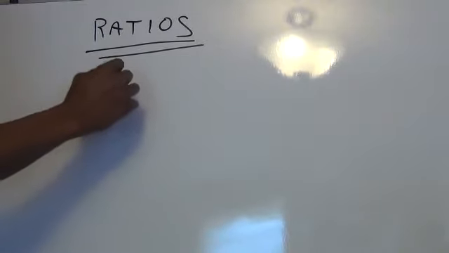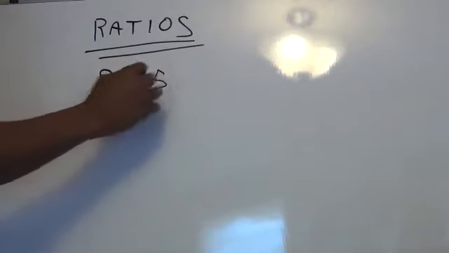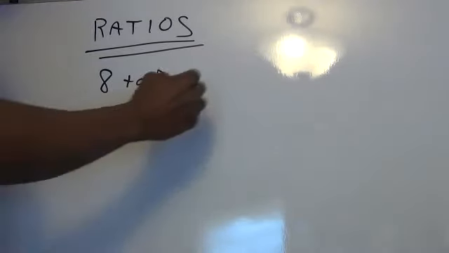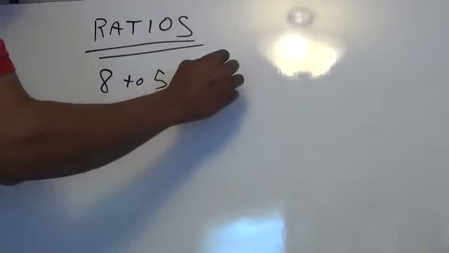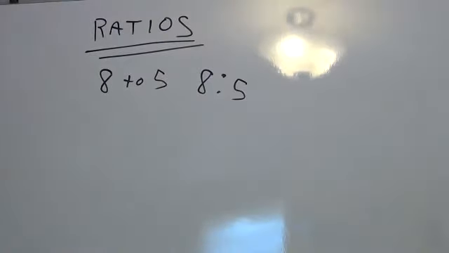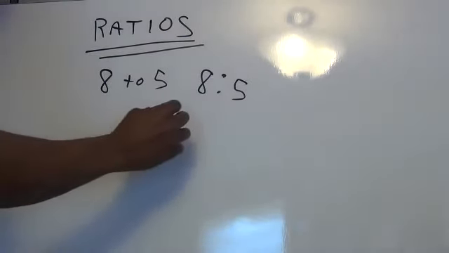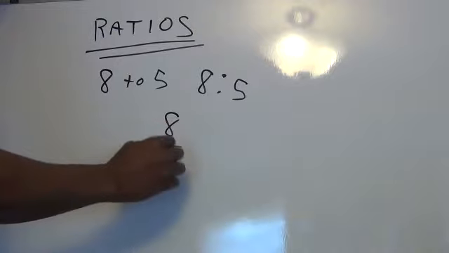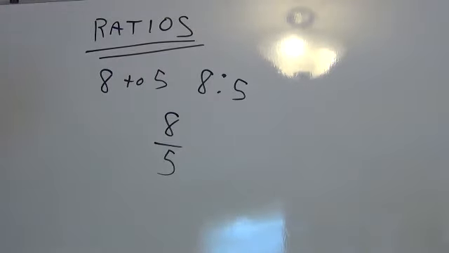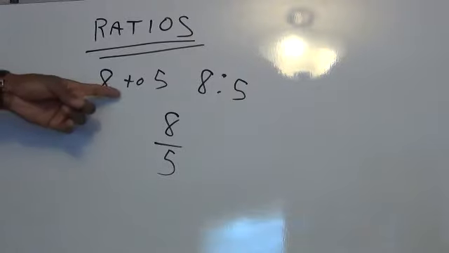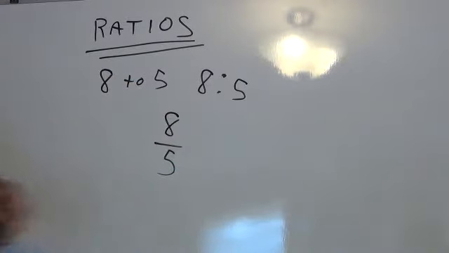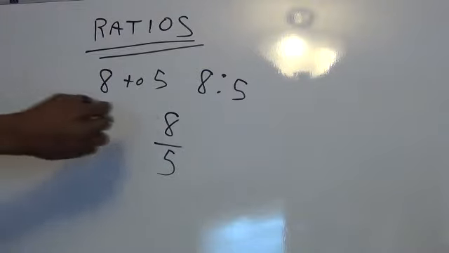It can be written 8 to 5, 8 to 5, and 8 to 5, so there are 3 different ways the ratio can be written: 8 to 5, 8 to 5, and 8 over 5. So simply put, a ratio is nothing but a fraction. Let's consider a ratio a fraction.